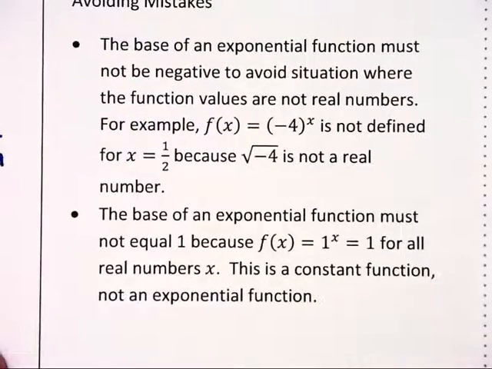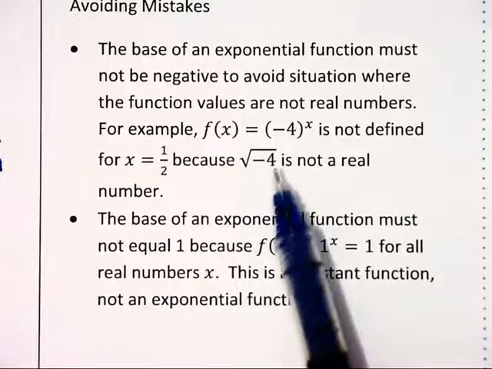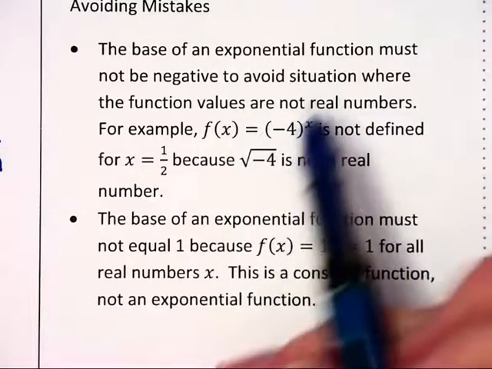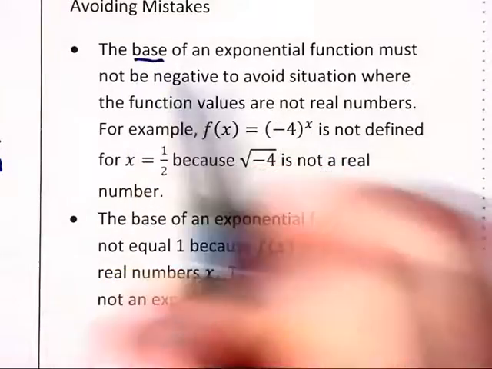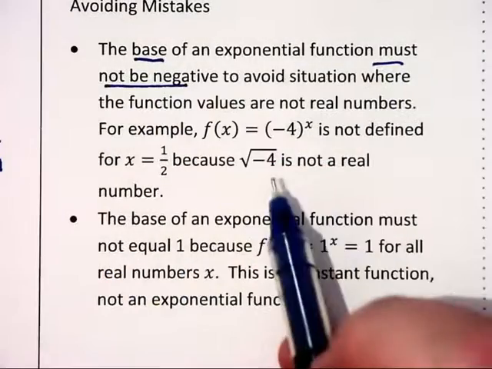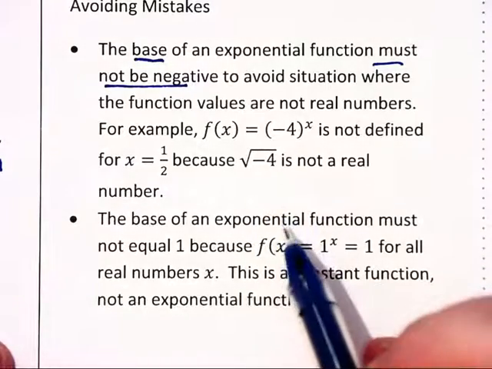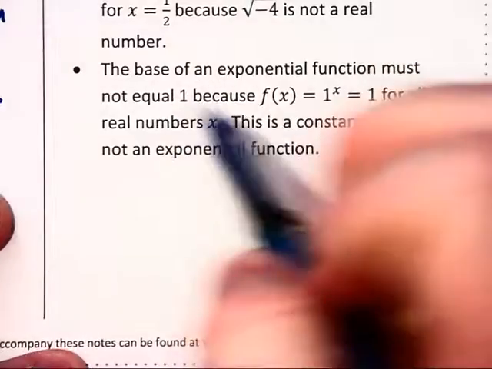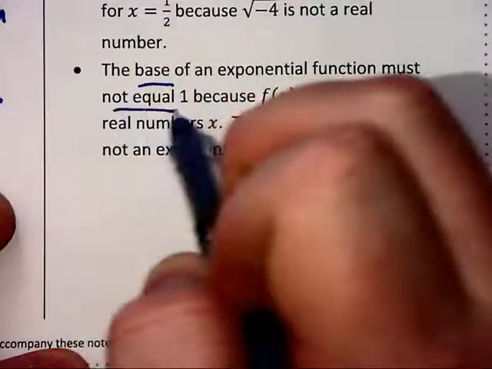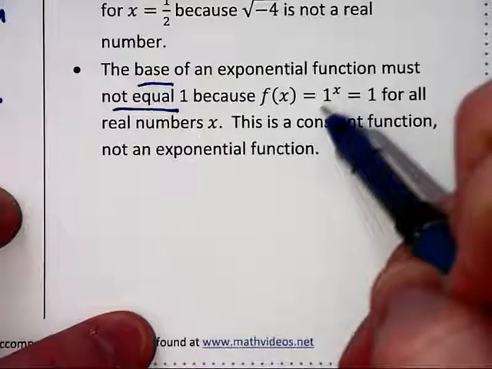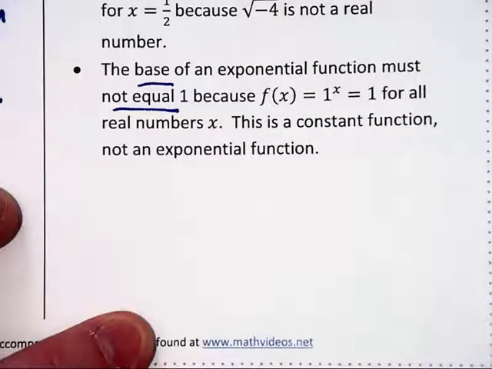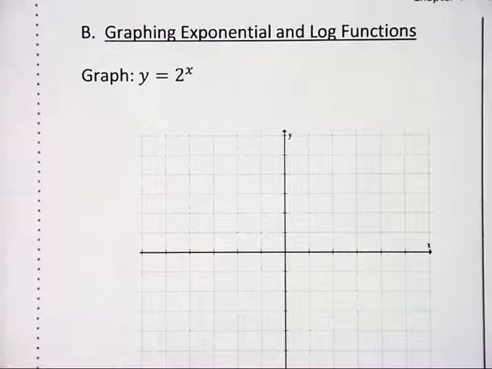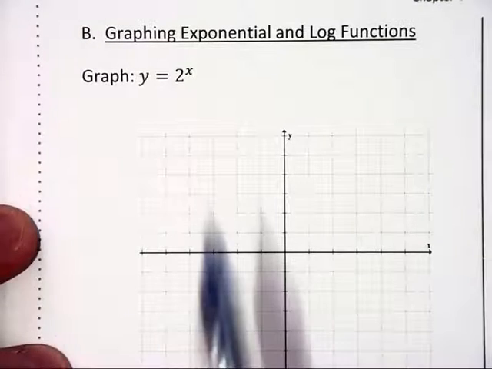Okay, a little bit of stuff to watch out for when we're dealing with exponential functions. Be very careful here that the base cannot be negative, because when you have a negative base, we start getting into problems with raising negative numbers to fractional powers. Second thing we've got to be careful with is that the base of an exponential function should not equal 1, because if you have 1 raised to a power, then that's just always equal to 1, and that's a constant function.